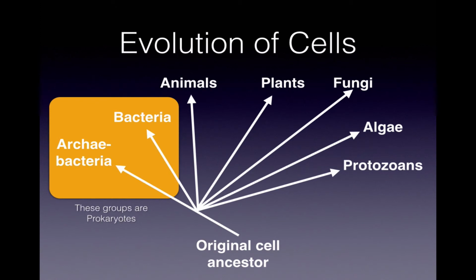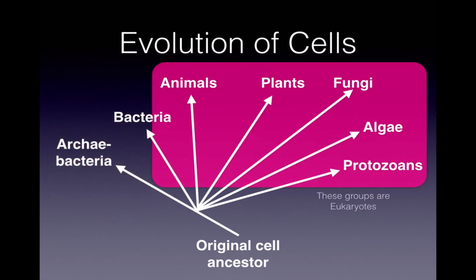These types of cells, archaebacteria and bacteria, are prokaryotes. Remember, prokaryotes are cells that do not have compartments inside of the cell membrane. So they're missing things like a nucleus. All right, these types of cells are eukaryotes. Okay, now the word eukaryote right here means true cell, or they have a nucleus.